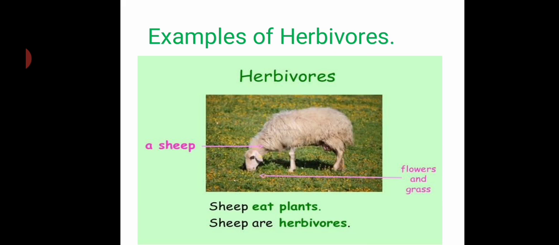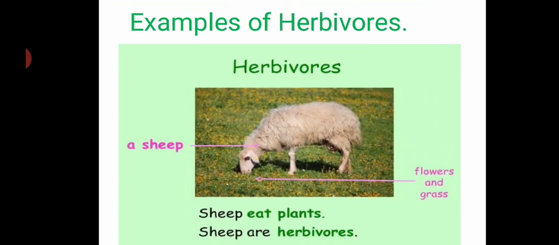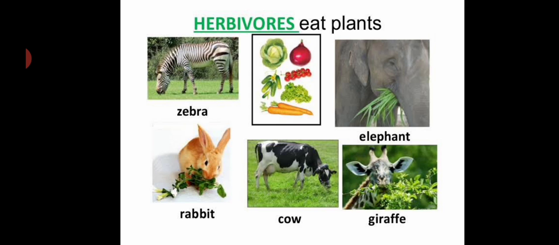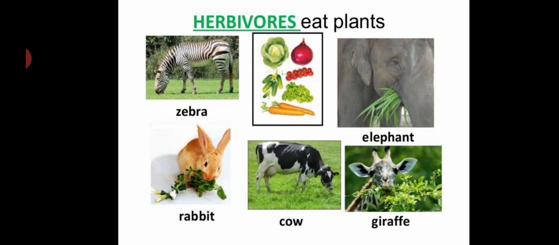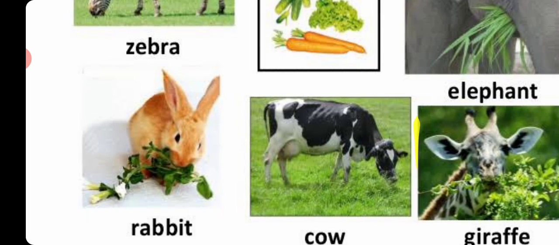Now let's look at examples of herbivores. And this animal is a sheep. What is it doing? It's eating grass. Sheep eat plants. They eat flowers, they eat grass. They are herbivores. Now I have more examples. This is a zebra. Can you see what the zebra is doing? It's feeding on grass. It's a herbivore.